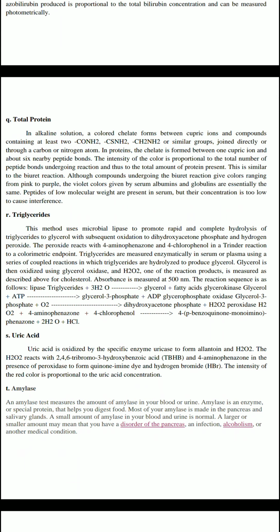In alkaline medium, a colored chelate forms between cupric ions and compounds containing at least 2 CONH2 or CSNH2 or CH2NH2 or similar groups. They are joined directly or through a carbon or nitrogen atom. In protein, the chelate is formed between one cupric ion and about 6 nearby peptide bonds. The intensity of the color is proportional to the total number of the peptide bonds undergoing reaction and thus to the total amount of protein present.